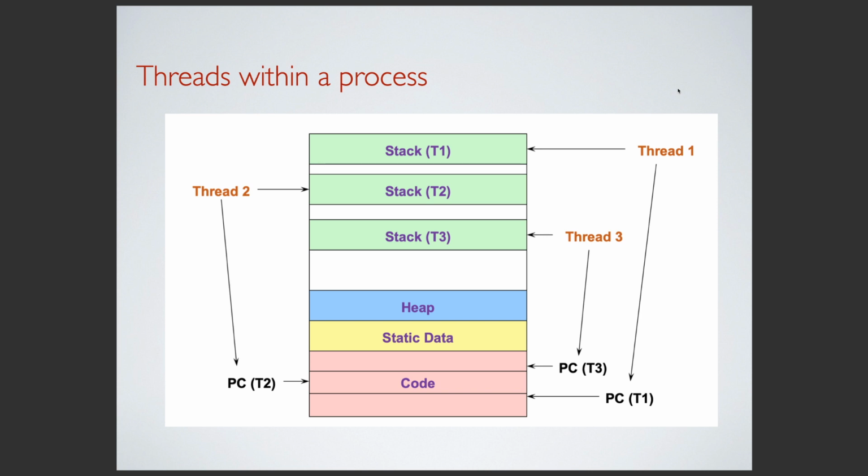But now, because you can have multiple threads within the same process, they share the same code and the same data, meaning the heap here and the static data, but they represent different execution threads. That's why you have multiple stacks. So here, for example, you have 3 threads within the same process.